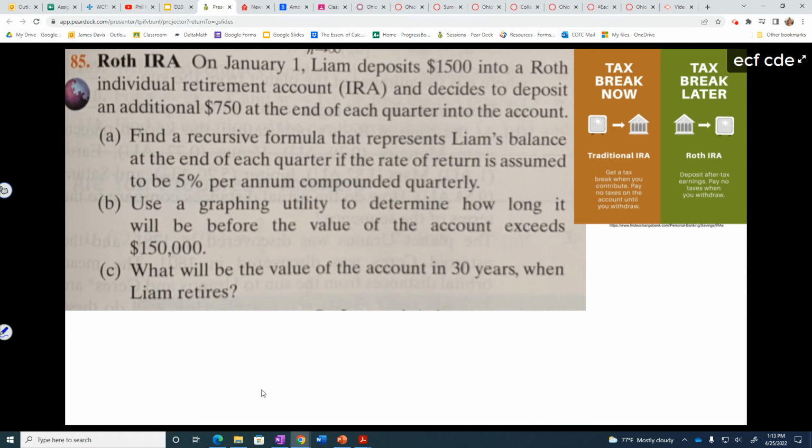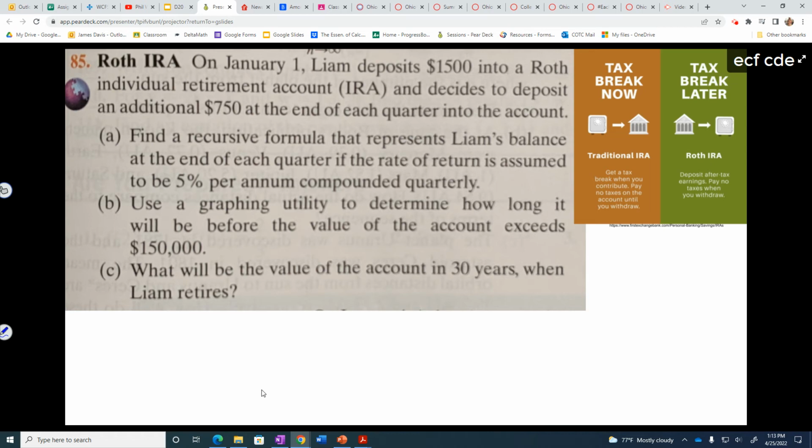All right, let's see if we can write an equation for this. This one doesn't give us a recursive sequence, so we have to write it. Liam's going to deposit $1,500 to start into his Roth IRA. Then he's going to put $750 at the end of each quarter. So every 3 months, he'll put in another $750. We're going to find a recursive formula if he gets 5% compounded quarterly.